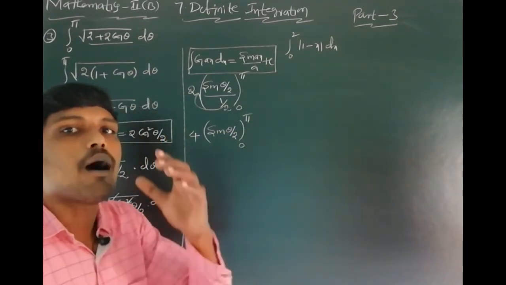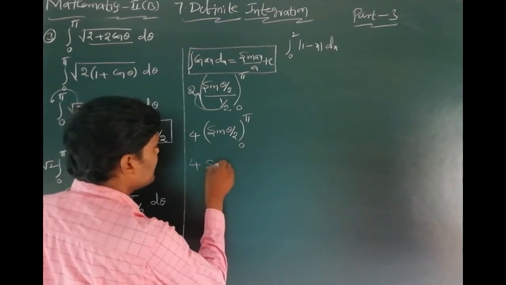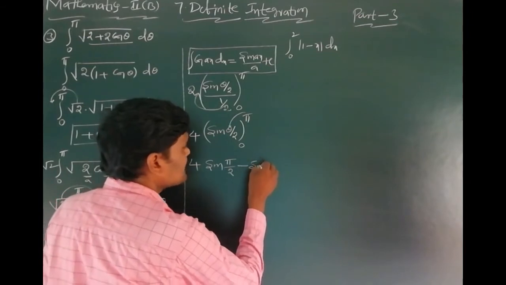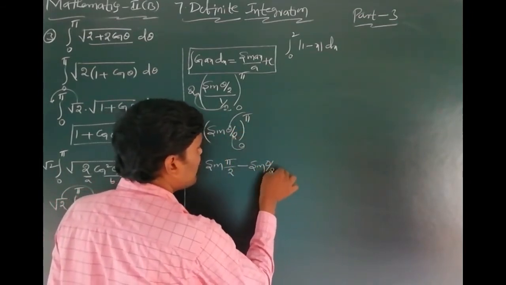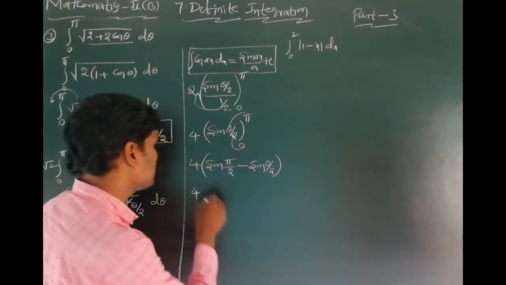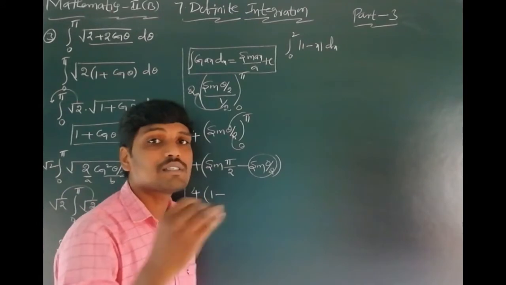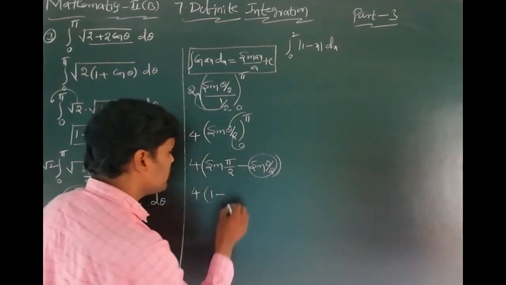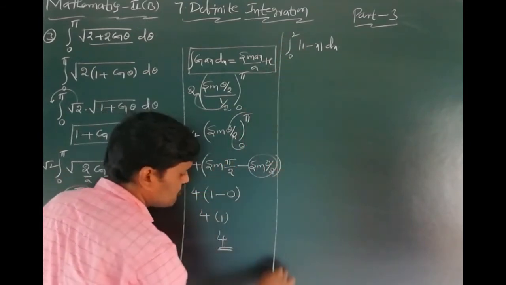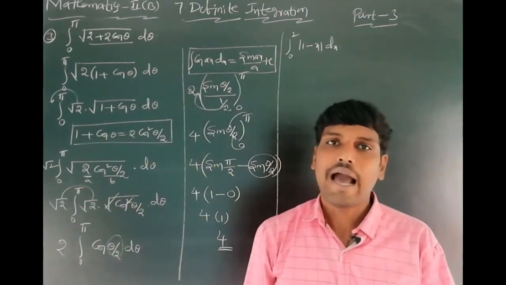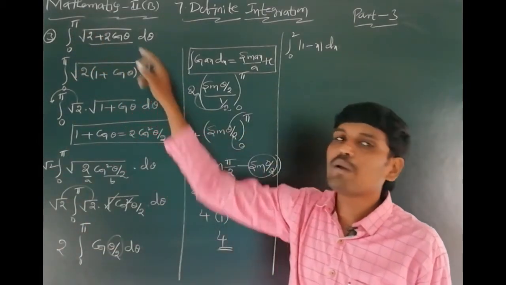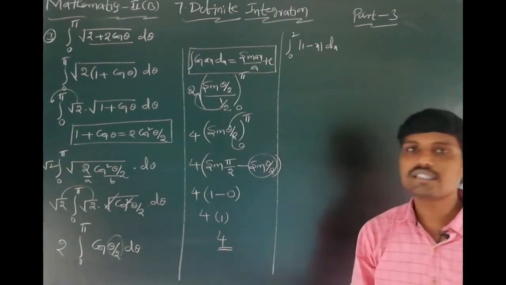First we write the upper limit. What is the upper limit here? Theta value is pi, so sin of pi by 2, minus the lower limit theta value 0, sin of 0 by 2. Sin of pi by 2 is nothing but sin 90 degrees. Sin 90, how much? 1. Minus sin 0 by 2; 0 by something value is 0, then sin 0 value is 0. You get 4 into 1. That value is 4. This is also a very important 2 marks problem in IP examination. The integral 0 to pi of square root of 2 plus 2 cos theta d theta value is 4.